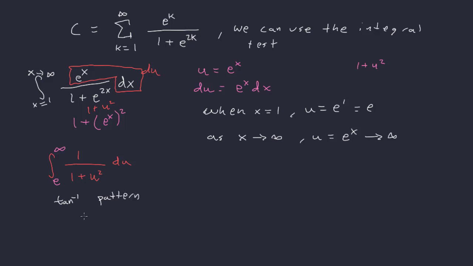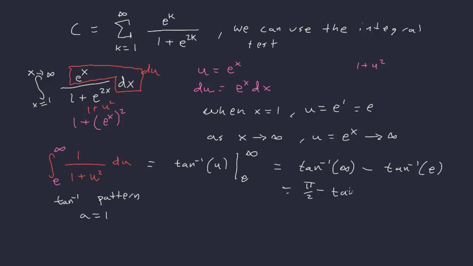All right, and this is a tan inverse pattern with a equal to 1. Perfect. So this will be just tan inverse of u from e to infinity. So it will be the tan inverse of infinity minus tan inverse of e, and tan inverse of infinity, as we did in the last problem, is pi over 2, minus tan inverse of e.